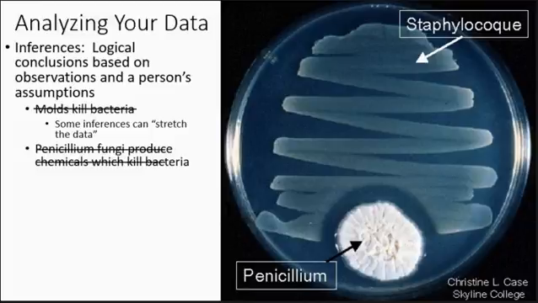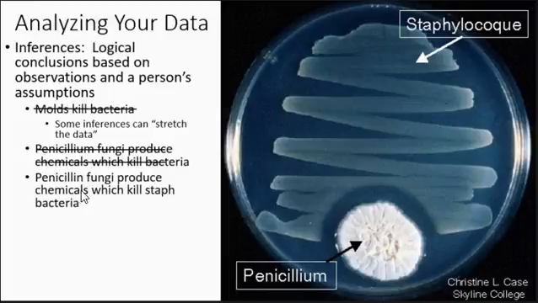So even that one you could say stretches the data. And so a better statement would be penicillin fungi produce chemicals that kill staph bacteria. This is an inference that we could make, that there's something here killing those bacteria. Now, how does that work? Are these other questions true? Those are not necessarily off limits to science, but the test that we did here just can't answer those questions.